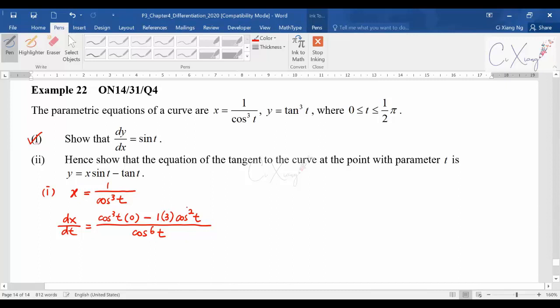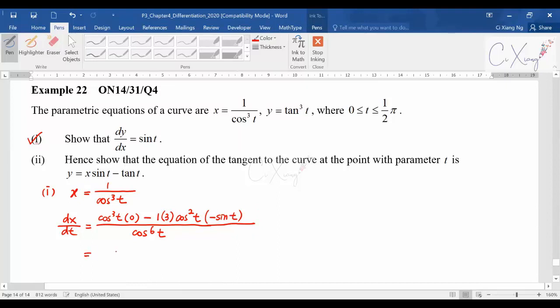So you have 3 cos^2 t. After that, differentiate the cos. What do you get? You get a negative sine t. And if you want to continue, you differentiate the t inside the bracket, so you get a 1, but I didn't write out the 1 at the end. Okay, so this is what I get.